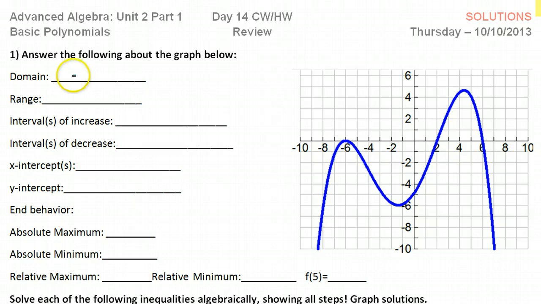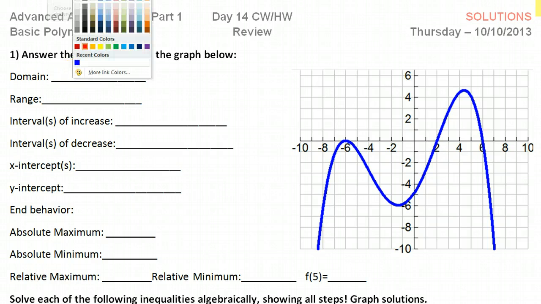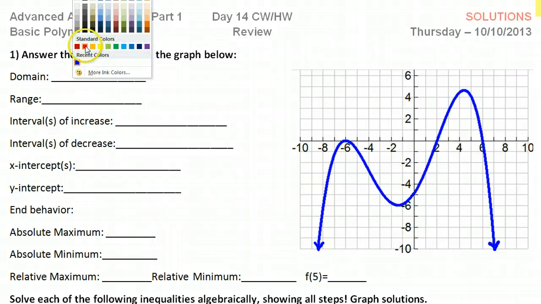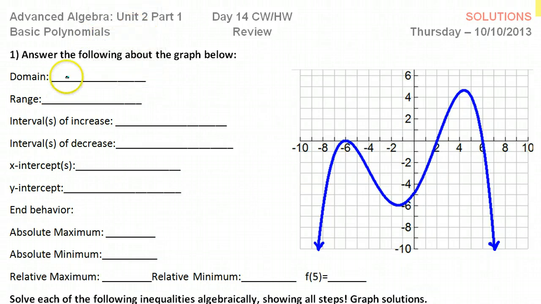So, domain. Now, as you look at this graph, you're supposed to imagine that it continues forever, like so. Even if those arrows aren't shown, you should assume when it runs to the edge of the graph that it keeps going. Now, the domain is the x values of the graph. So you're asking yourself how far to the left does it go and how far to the right does it go, and that will be the domain.